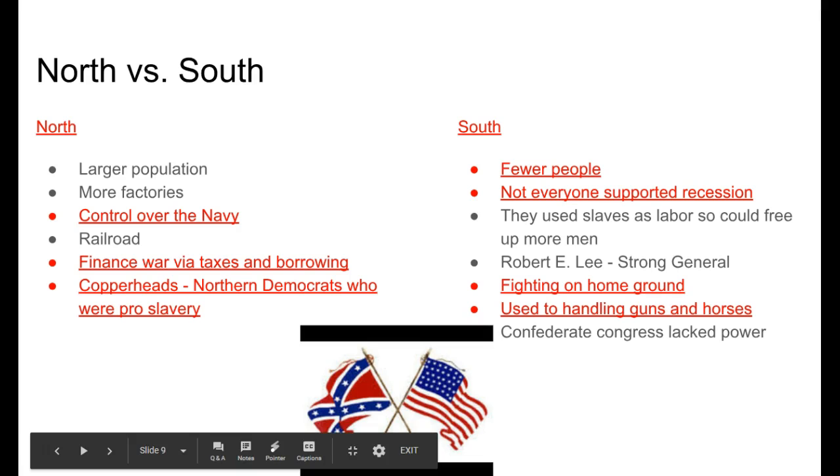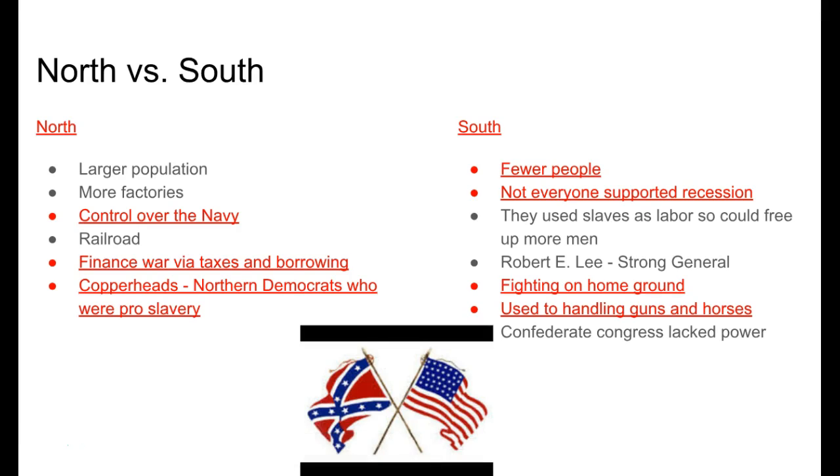So they had larger populations, more factories. They had control over the Navy because the federal government was there. They also had the railroad in the North. They were able to finance the war because, again, the federal government, with taxes and borrowing.